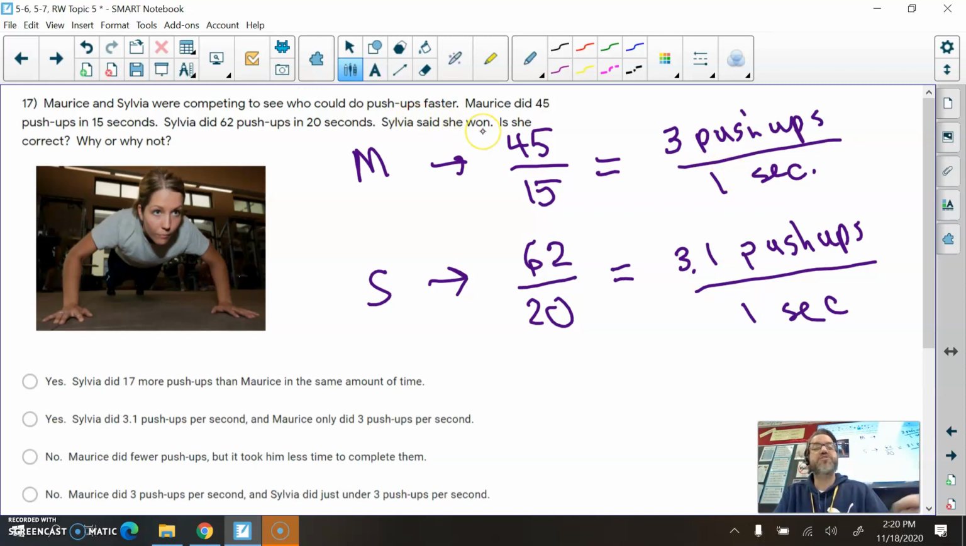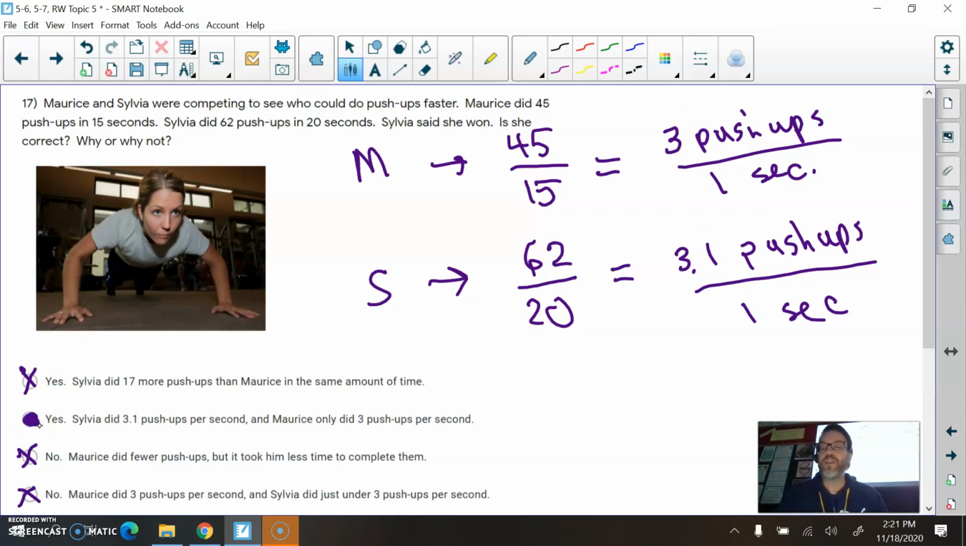Back to the question. Sylvia said she won. Is she correct? Yeah, she won. So the answer has to be yes. So I know it's not no. I can rule these two out. Now it's down to the reasons. Sylvia did 17 more push-ups than Maurice in the same amount of time. No, Sylvia did 17 more push-ups, but it was a different amount of time. Okay, so that's no good. Yes, Sylvia did 3.1 push-ups per second. Maurice only did 3 push-ups per second. That's true.